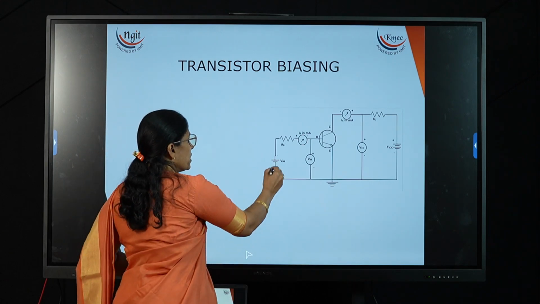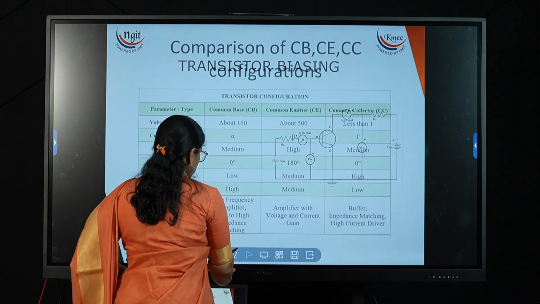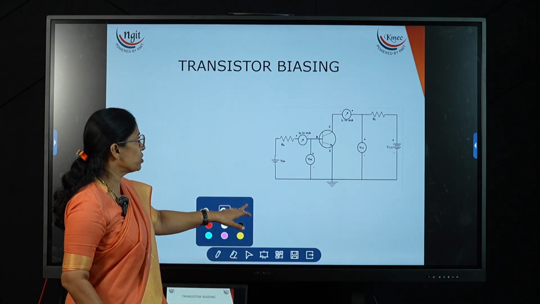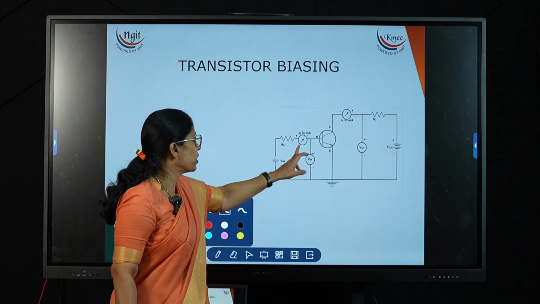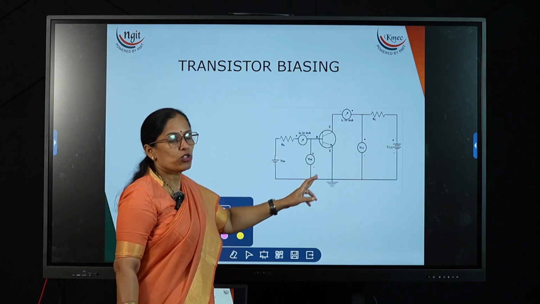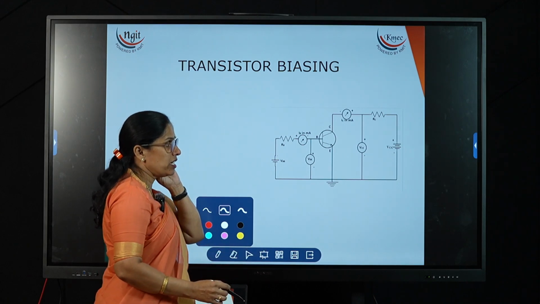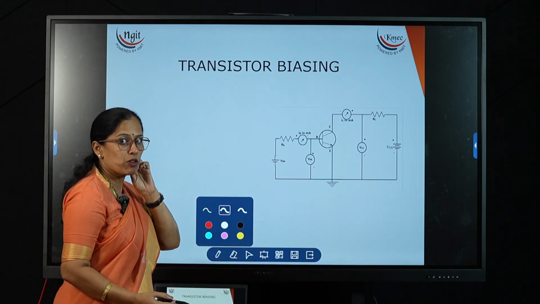Now here we are using the positive supply. Generally in electronic circuits, we don't draw loops, input loop like this, output loop like this. So we draw the diagrams differently. How? Let me explain that first, and after that we will see the different types of biasings.